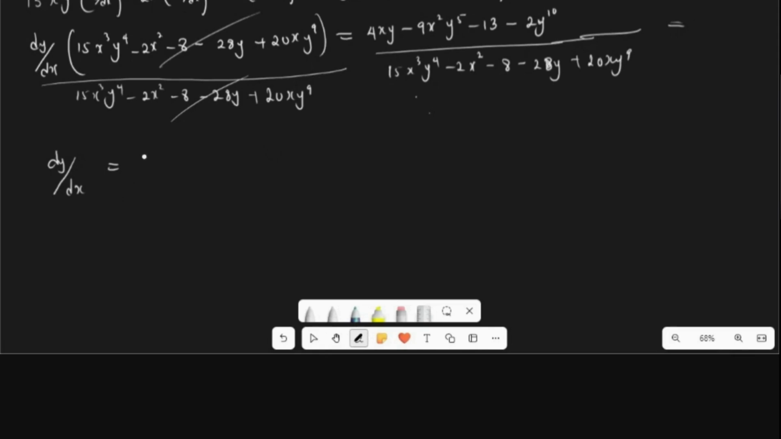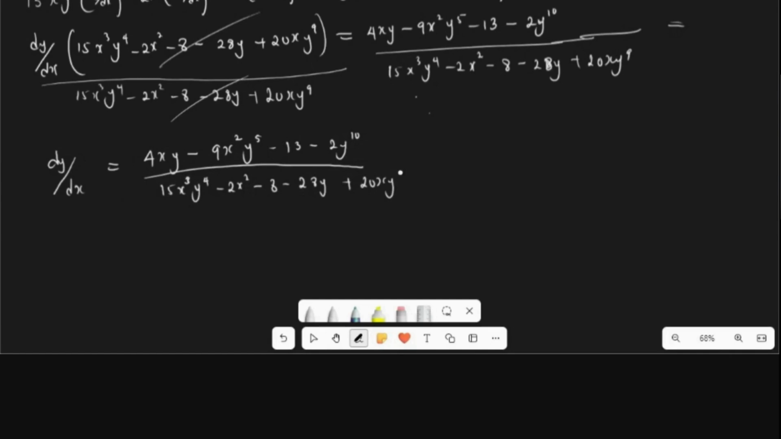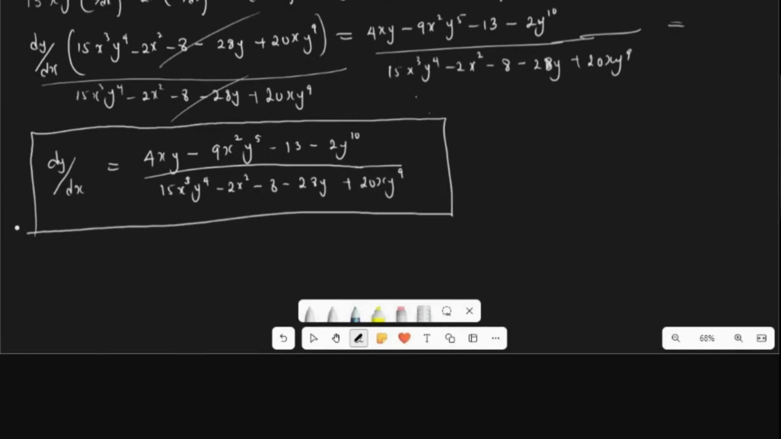So what do we have? dy over dx is 4xy minus 9x squared y to the power of 5 minus 13 minus 2y to the power of 10, divided by 15x cubed y to the power of 4 minus 2x squared minus 8 minus 28y plus 20xy to the power of 9. So that will be your final derivative function when you solve the given problem.